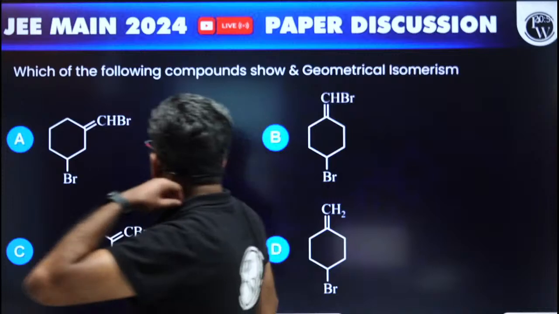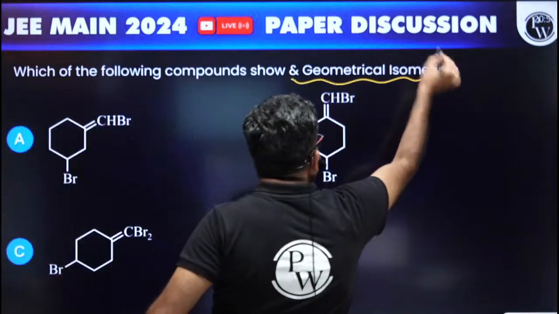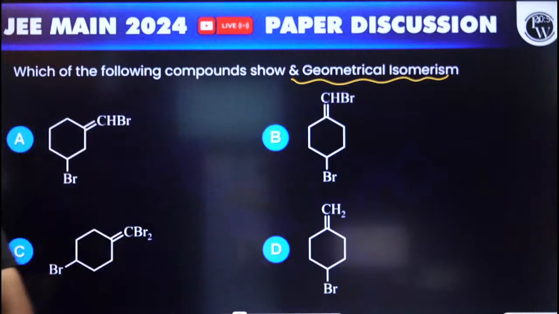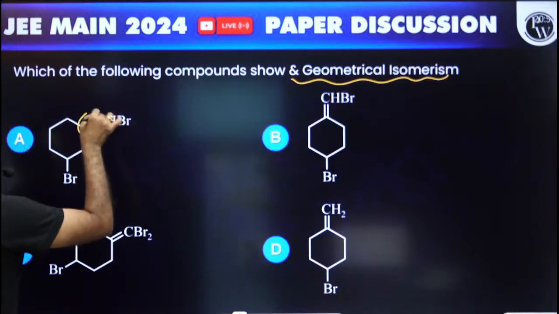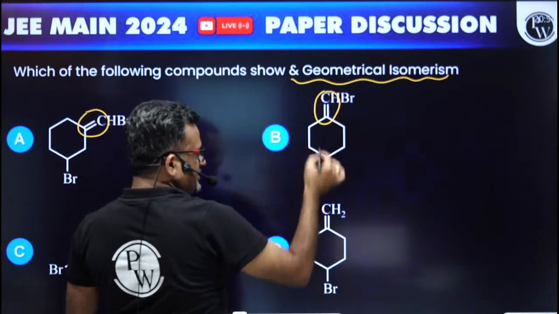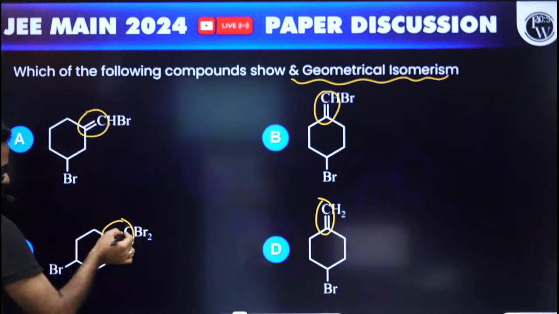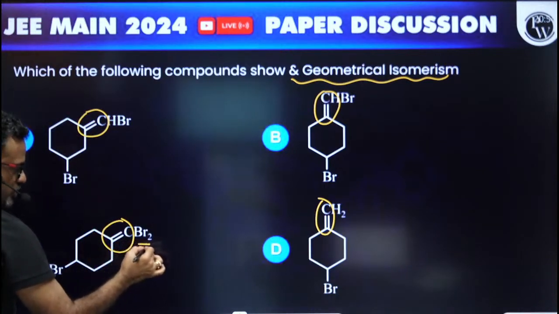Next, which of the following compounds show geometrical isomerism? Geometrical isomerism, what is the condition? There should be a double bond, great. Double bond, fantastic. Second condition, the carbon of the double bond should be attached to two different groups.